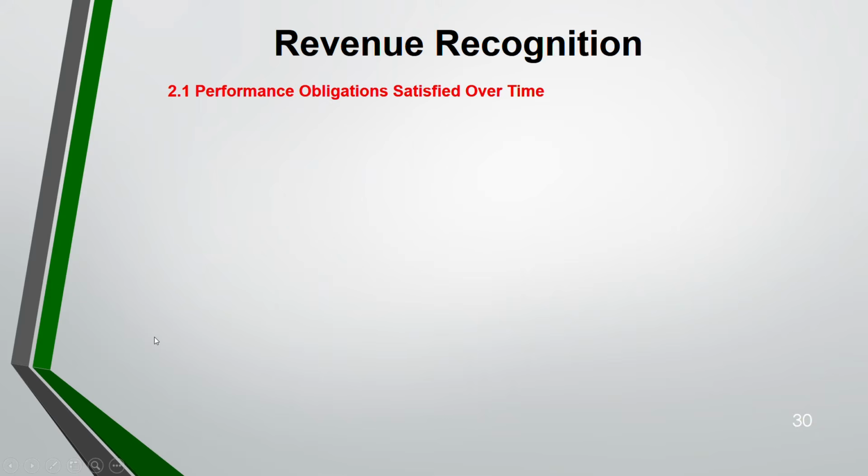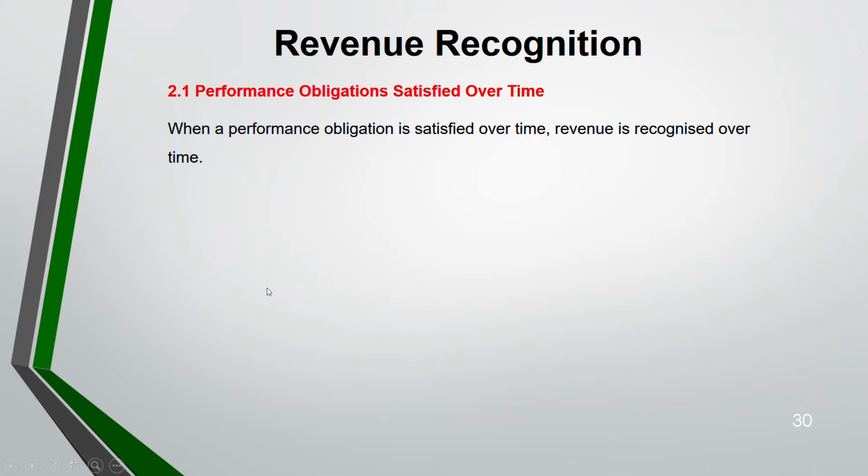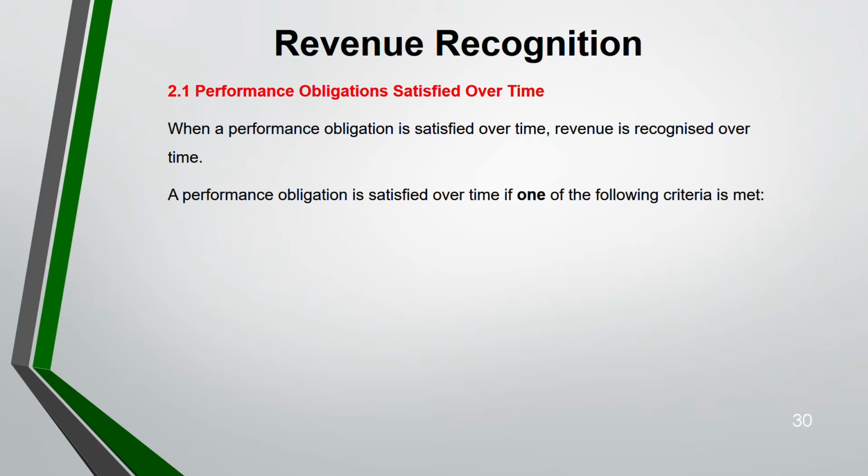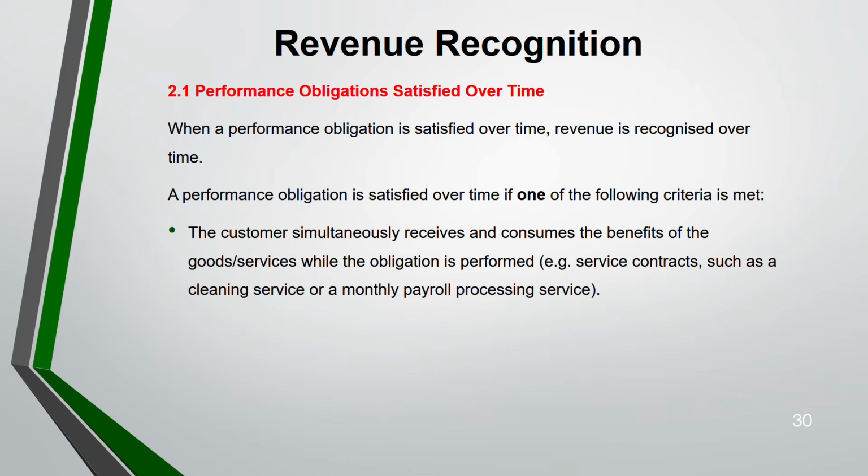Now, next, performance obligation satisfied over time and at a point in time. So when you're satisfying the performance over a period of time, this is usually common for services. Services are satisfied over a period of time. You will recognize revenue also over time. Okay. Performance obligation is satisfied over time if one of the criteria is met. First criteria, where customer is receiving the benefit and consuming the benefit simultaneously.